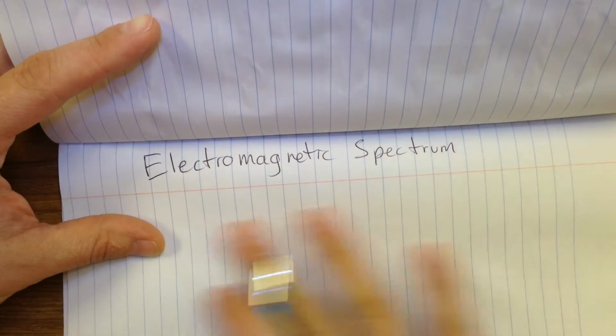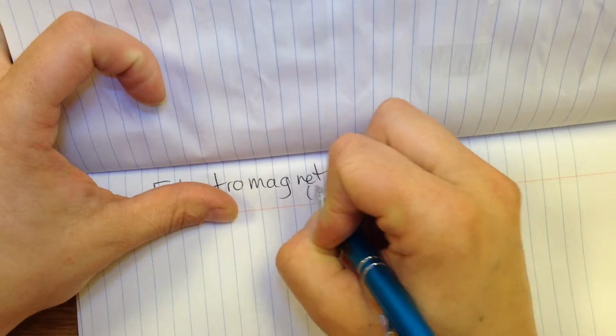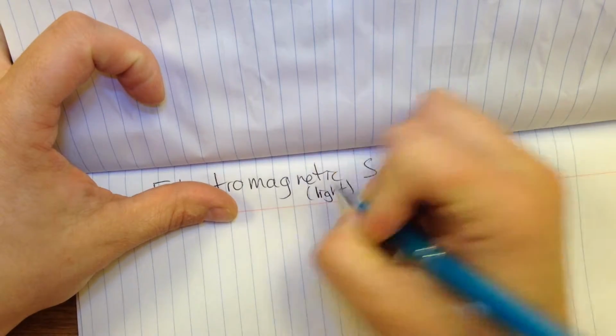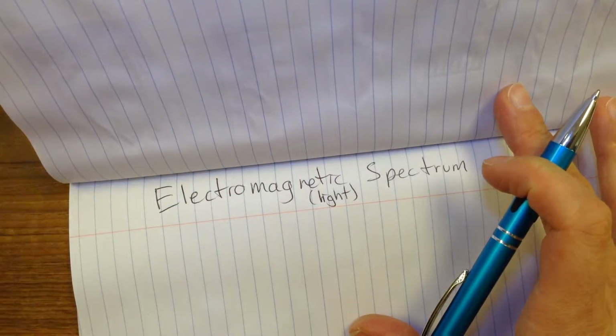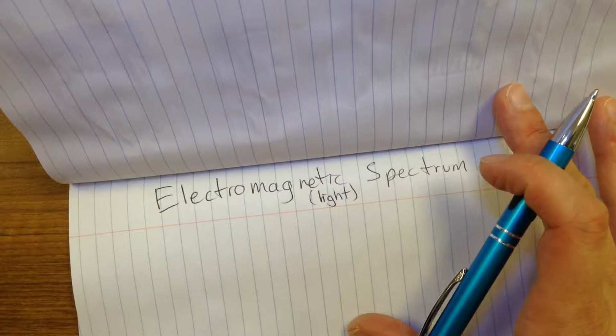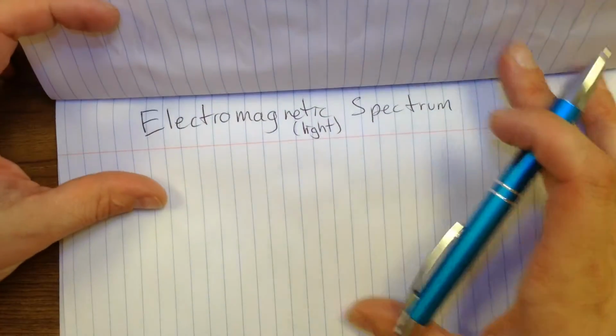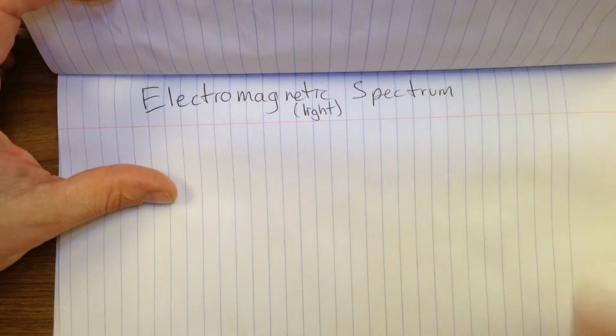Okay? So the electromagnetic spectrum, these are all different forms of light. Okay? You'll hear that said often. Technically, they should be called electromagnetic radiation, but a lot of times they'll just be called light. So I just want to put that in there so you guys know. People often refer to these as different types of light.